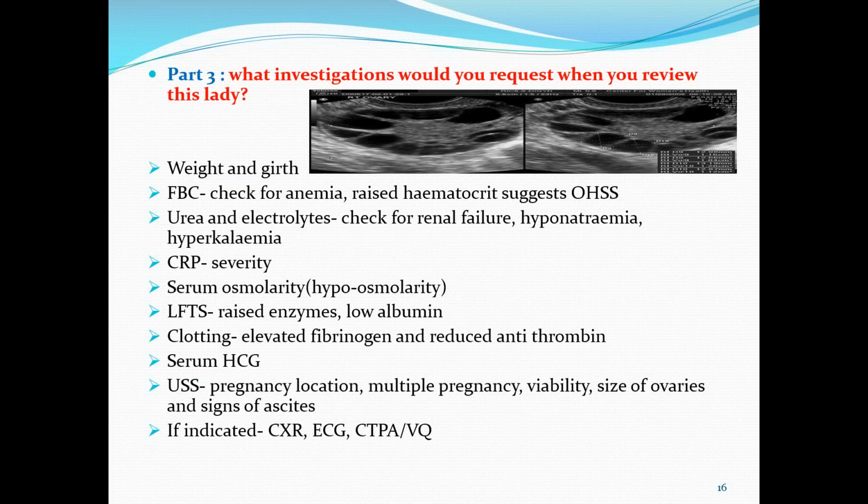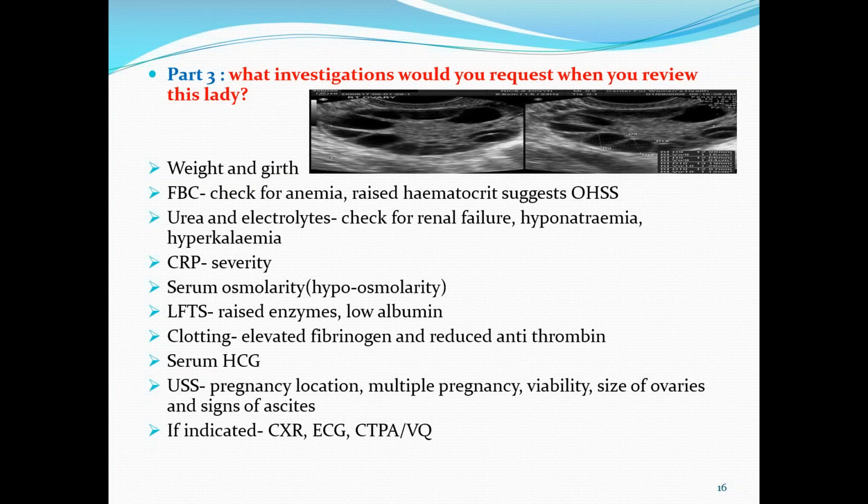I need to order urea and electrolytes to check for renal failure and hyponatremia, which can occur with ovarian hyperstimulation. I need to check the CRP because it can guide the severity. I need to check the osmolarity because this is associated with hypo-osmolarity. I need to check the liver function; I may find raised enzymes and low albumin, which could be a complication of ovarian hyperstimulation. I need to check clotting by doing fibrinogen and antithrombin. If it's severe or complicated, I may find elevated fibrinogen and reduced antithrombin.